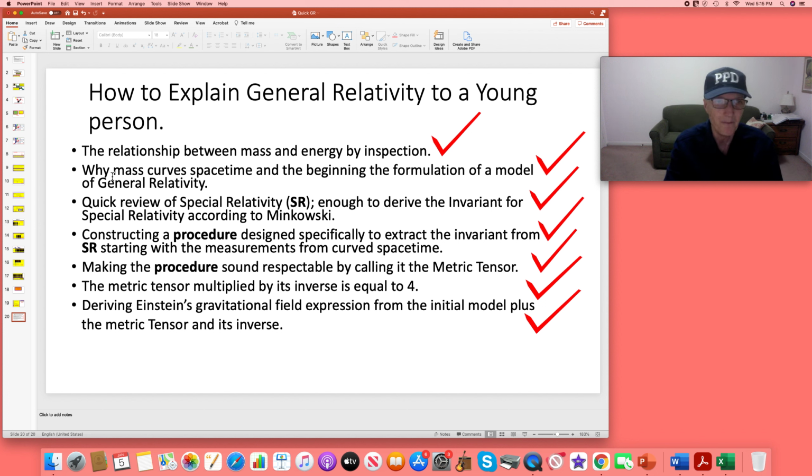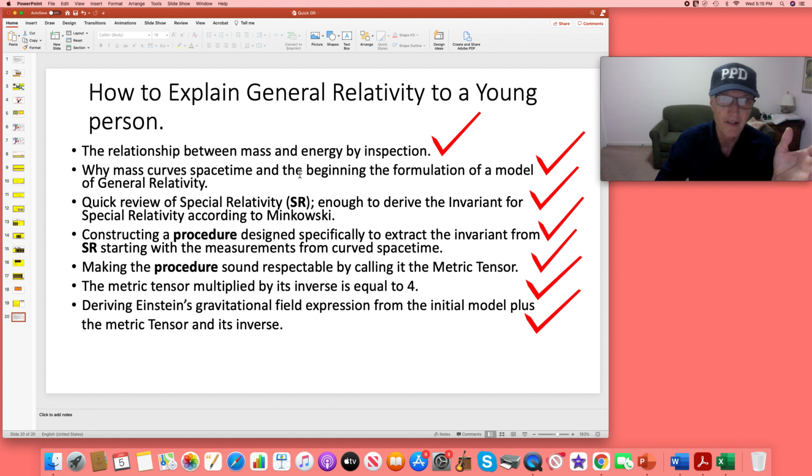First, the idea was to explain general relativity to a young person, not all the details, but have them understand the basics and why it should be this way. And I hope I've achieved that. Let's go through. We were going to look at the relationship between mass and energy by inspection. We did that. It's E equals mc squared.